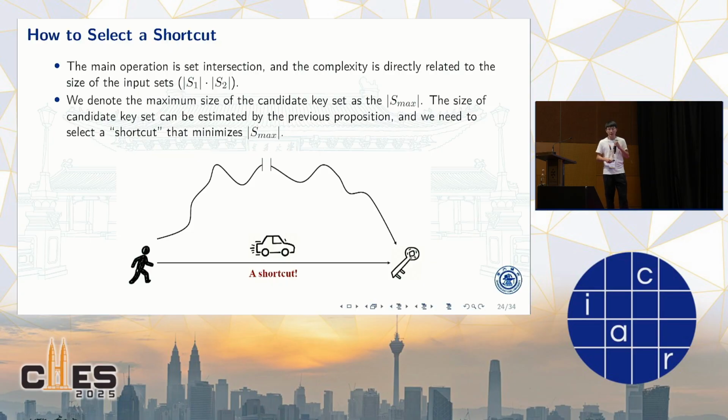For the key recovery process, our main operation is the set intersection, and the complexity of this operation is directly related to the size of the input set. If we just randomly choose a path, it may lead to a large candidate key set and soon exceed our practical limit. So in our framework, we need to find a path that minimizes the candidate key set. And that's what the shortcut means.